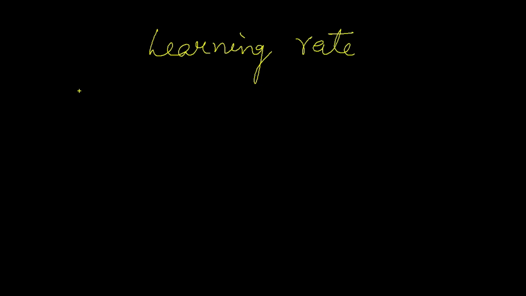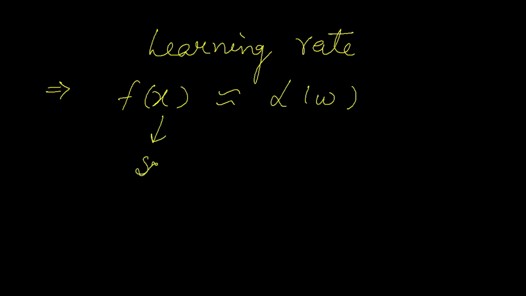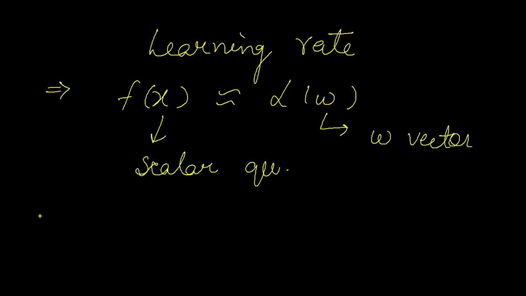So let's take a look with an example. Let us consider we have a function f of x which is analogous to L of w, but here x is a scalar quantity while w is a vector quantity. So if we formulate the optimization function with respect to f of x, it will look somewhat like this: x star equals the minimum over x of f of x.